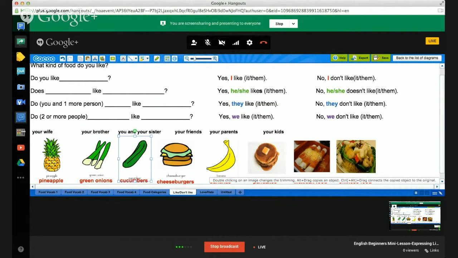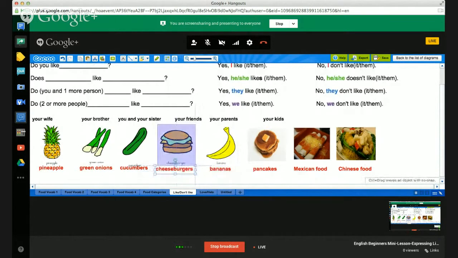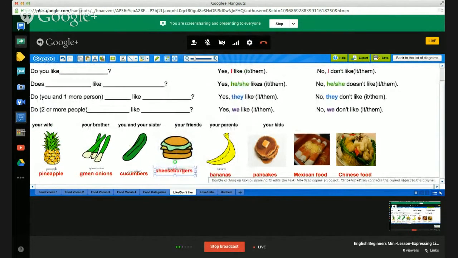Next, we have cucumbers. After that, we have cheeseburgers. Cheeseburgers. Next, we have bananas. Bananas. After that, pancakes. Pancakes. And now here we have two different types of world cuisines.